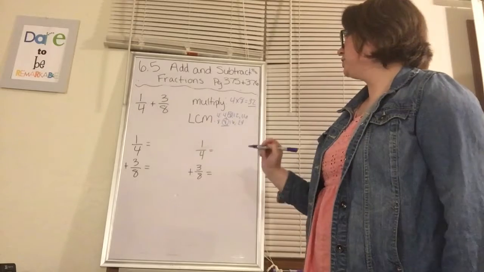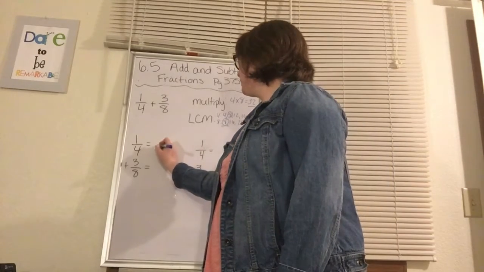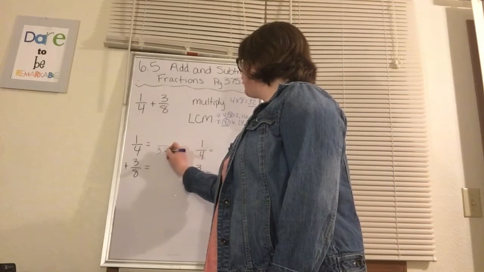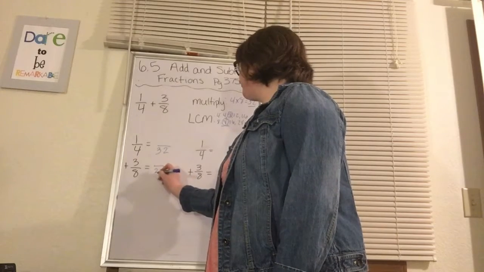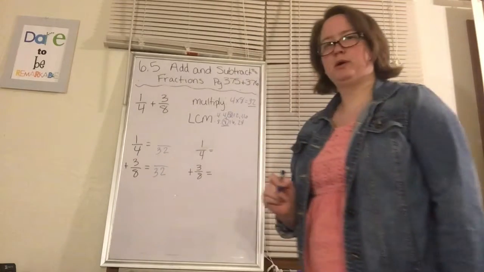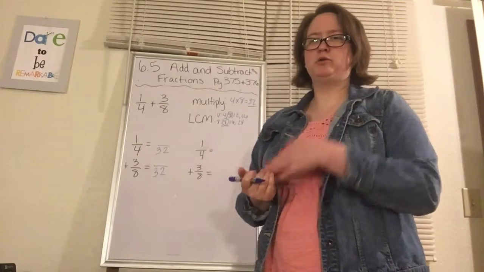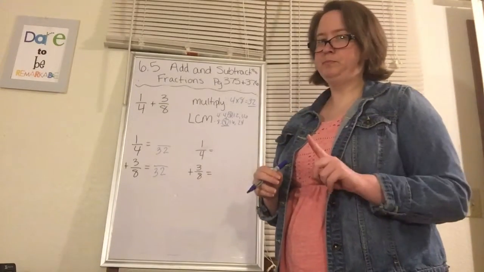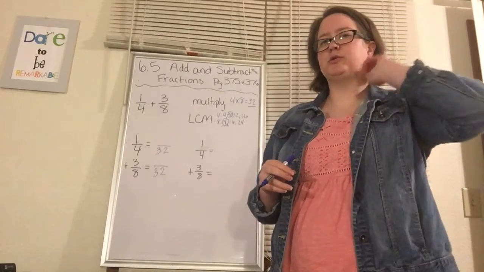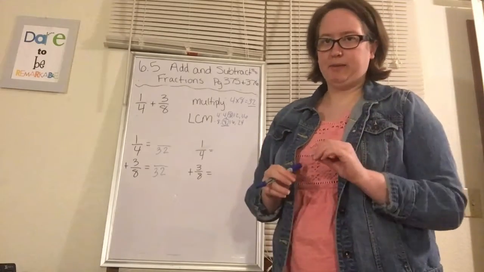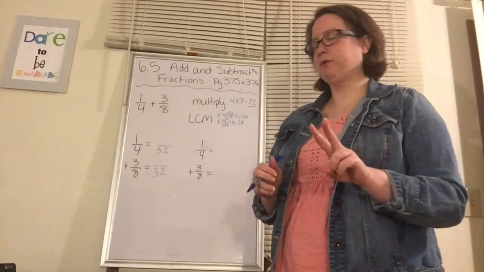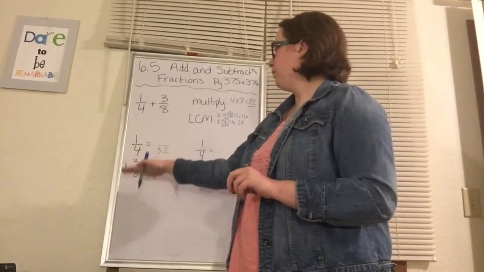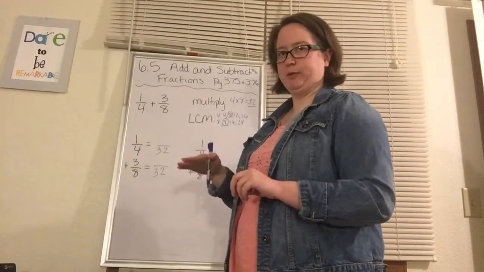We're going to start with the 32. That means we want our denominator to be 32 for both of them. Remember, whatever you do to your denominator, you do to your numerator, because now we're creating our equivalent fractions. So step 1 is to find your common denominator. Step 2 is to find your equivalent fraction. So whatever we do to our denominator, we have to do to our numerator.